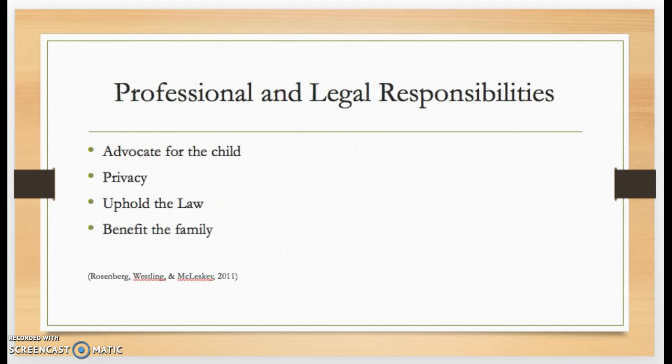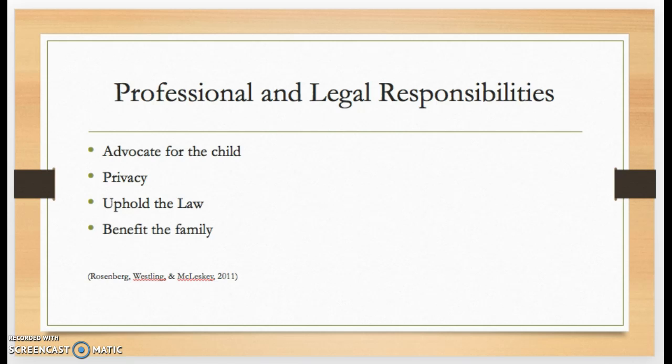Now the professional and legal responsibilities that Christine is faced with. The first one is to advocate for the child. In the Code of Ethics, the teacher is an advocate for the child, and Katie is not receiving the help she needs, so Christine should become her biggest advocate and supporter at school.